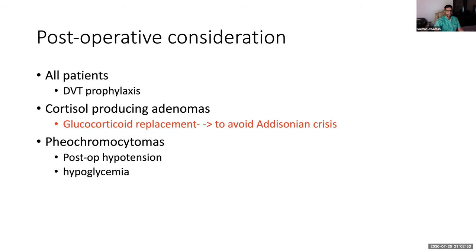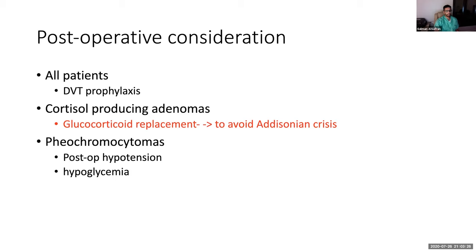Okay, postoperative considerations. All patients should have DVT prophylaxis. For cortisol-reducing adenoma, as you know, the contralateral adrenal gland will be suppressed for a long time. So we need some sort of cortisol replacement, and you need to involve your endocrinologist in the postoperative management of those patients to avoid an Addisonian crisis.